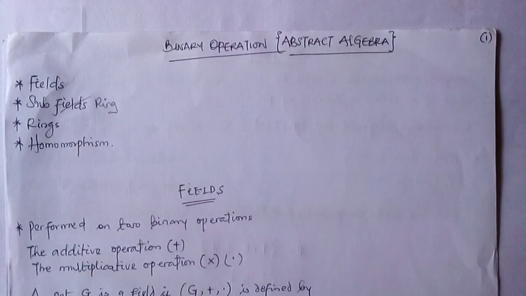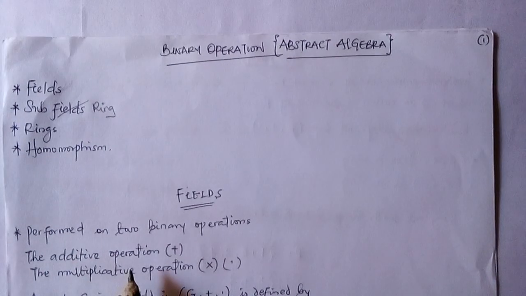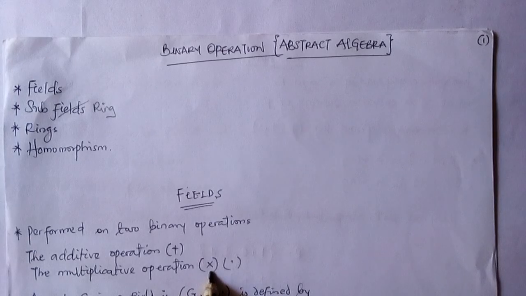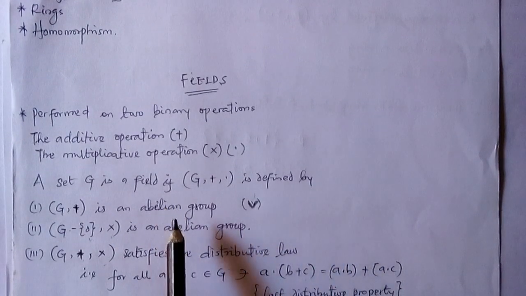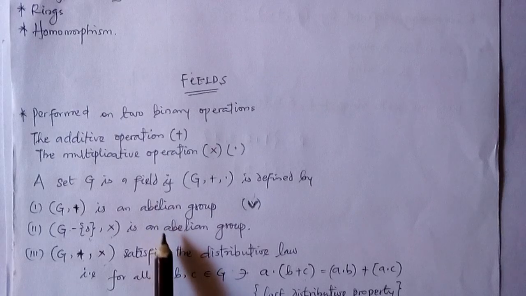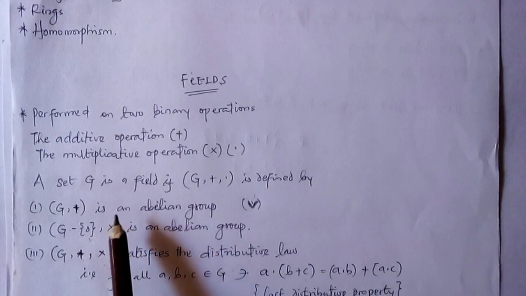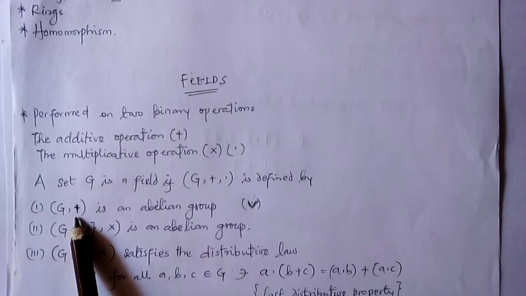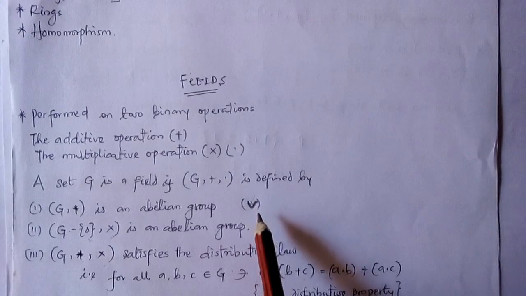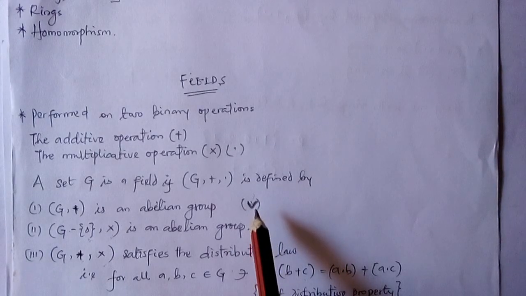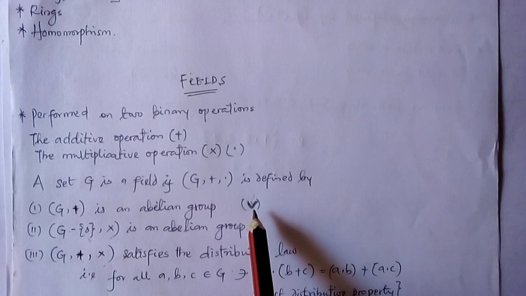For the first aspect, a field is performed under two binary operations, which are the additive operation plus and the multiplicative operation times, denoted as dot. For a set G to be a field, it must contain these three properties. The first is that G under plus must be an abelian group. An abelian group contains five properties: closure, associativity, inverse, identity, and commutativity.